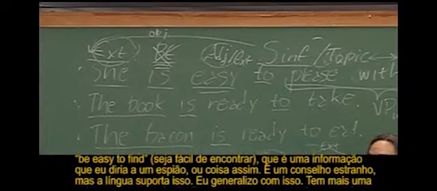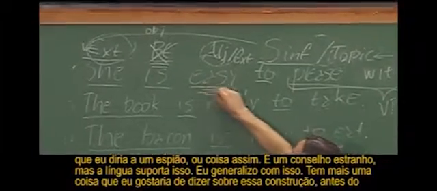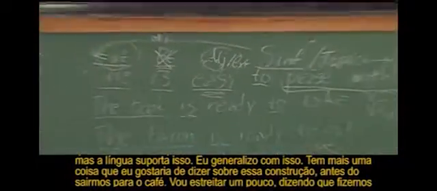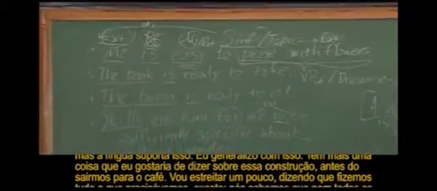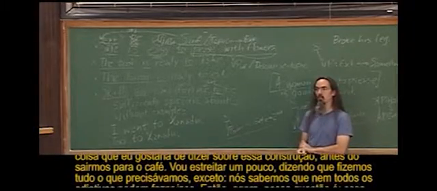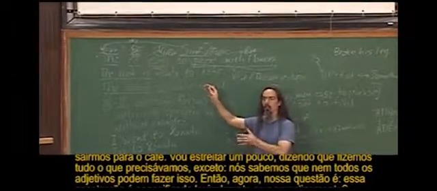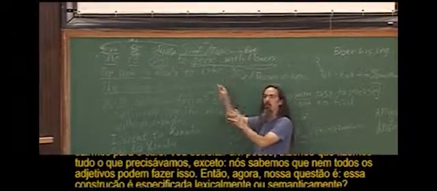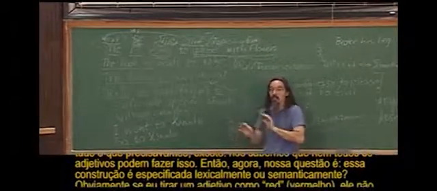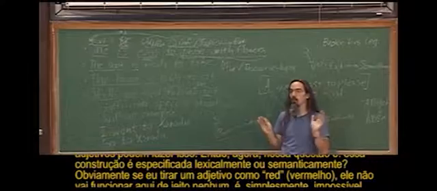I'm going to narrow it down by saying we've done everything that we need to do, except we know that not all adjectives can do this. So now our question is: is this construction lexically specific or semantically specific? Obviously, if I take an adjective like red, R-E-D, there's no way it's going to work here. That's just impossible. So it's at least one or the other of those, right? The category adjective is too general. So what is the category?